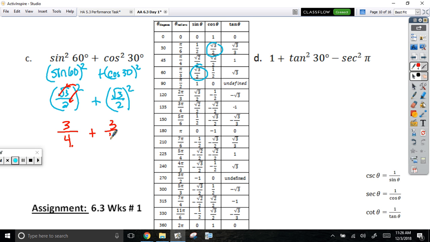Same thing here, we'll get 3/4. And then to add them, you need a common denominator, which we already have. So this will get us 6. Keep the denominator common, 6/4, which we can then reduce to be 3/2 or 1.5.